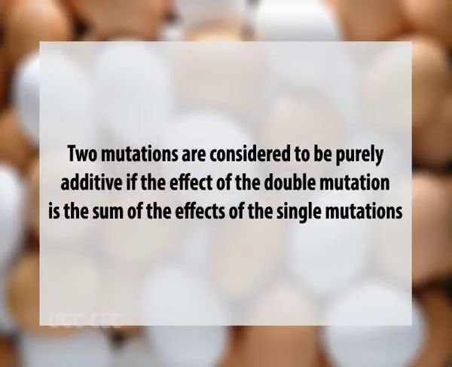Additivity. Two mutations are considered to be purely additive if the effect of the double mutation is the sum of the effects of the single mutations. This occurs when genes don't interact with each other, for example, by acting through different metabolic pathways. Simple additive traits were studied early on in the history of genetics. However, they are relatively rare, with most genes exhibiting at least some level of epistatic interaction.